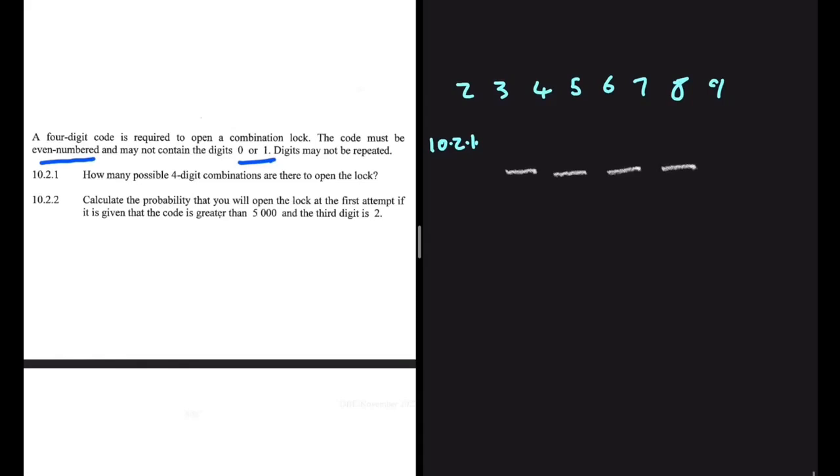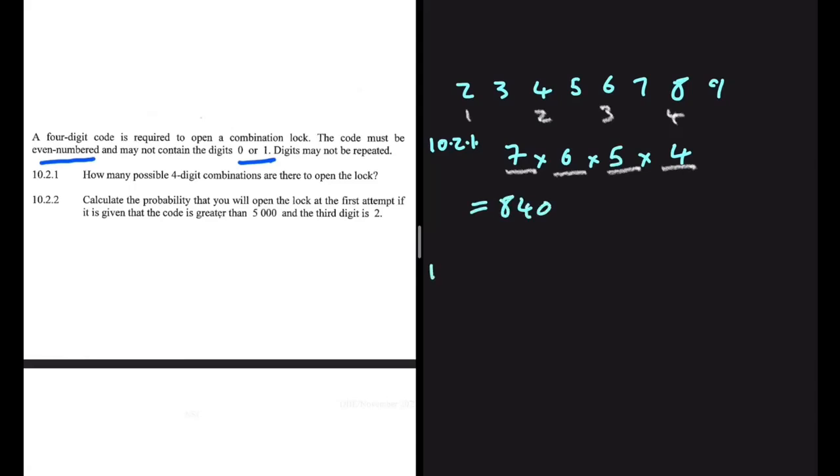So we need an even number to occupy the last spot. How many even numbers do we have? Well, 2 is even, 4 is even, 6 is even, and 8 is even. So we have 4 possible digits that can occupy the last spot. So we are choosing from 4. Out of the 8 digits, we have used 1 on the last spot. Now we are left with 7 and no further conditions. So we have 7 possible digits that can occupy the first spot, then 6, 5. We have 840 possible 4-digit combinations.